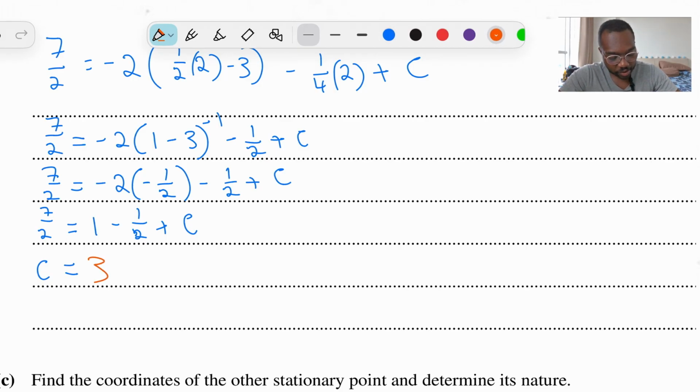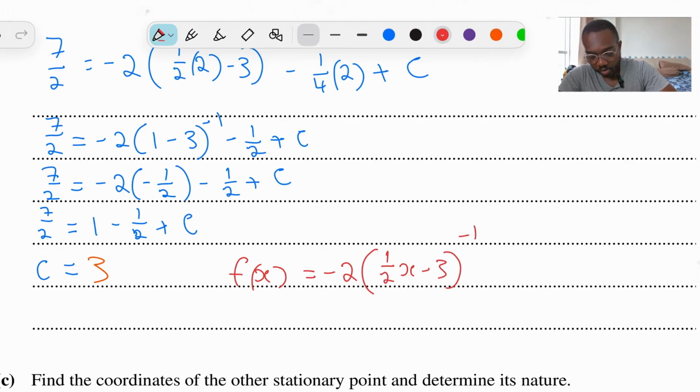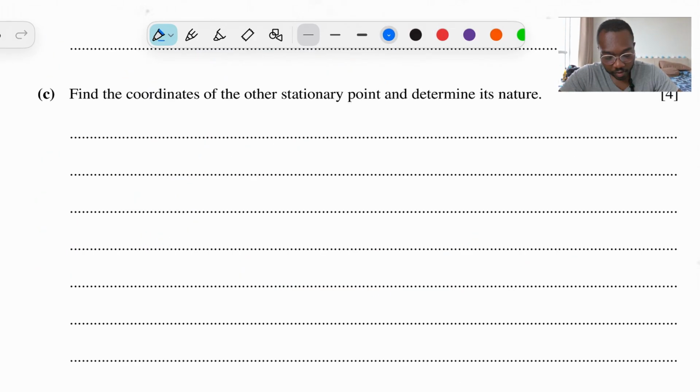So now that we get c is equal to 3, therefore, we need to rewrite this equation now. So what would that be? It would be f of x equals minus 2, and then in brackets, we can have a half x minus 3 to the minus 1, minus a quarter x, and then add your constant, which is just 3. So this is the last question now.